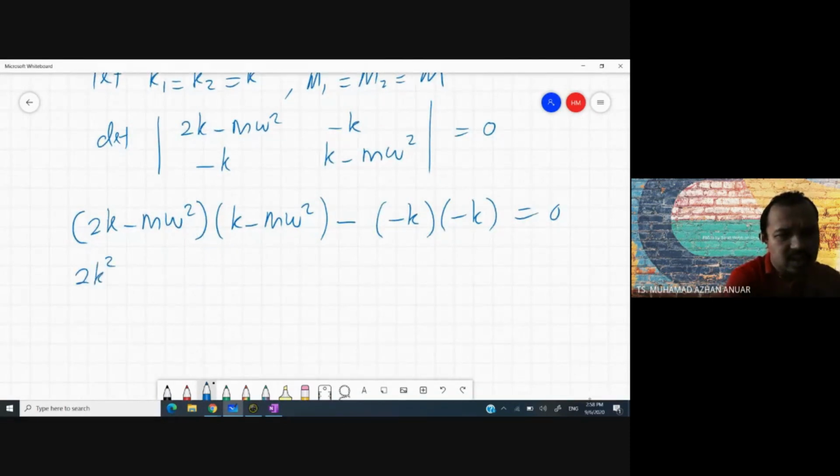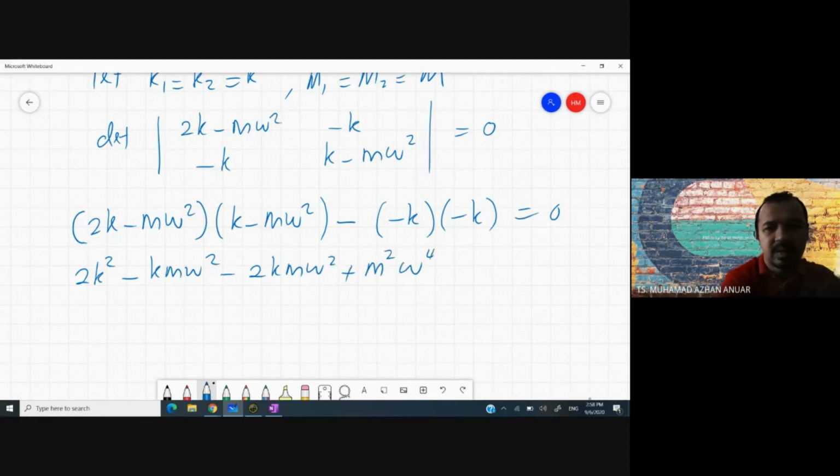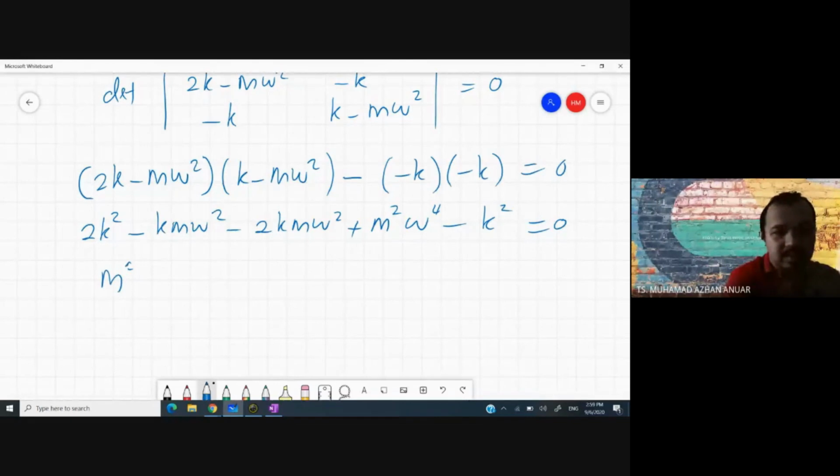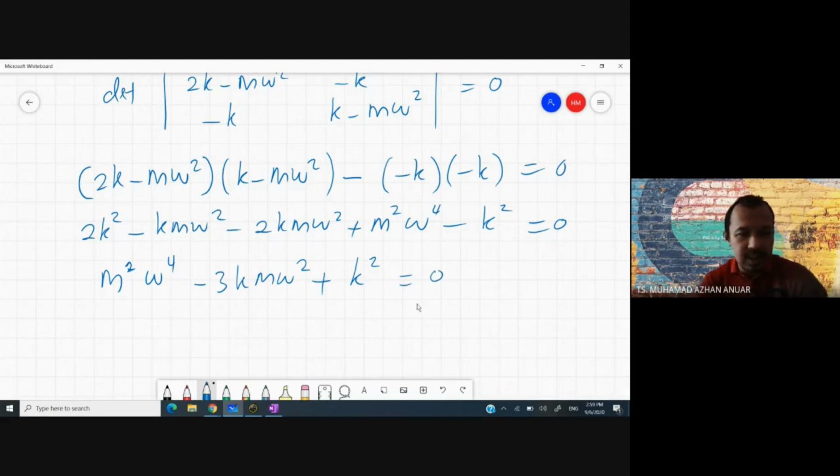So 2k square minus k m omega square minus 2k m omega square plus m square omega to the power of 4 minus k to the power of 2, that is equal to 0. Rearrange this one, you get m to the power of 2 omega to the power of 4 minus 3k m omega square plus k square, that is equal to 0. This is the unknown, that's why it looks a bit difficult to solve, but in the real exam you get numbers, so it's easy for you to solve this one.